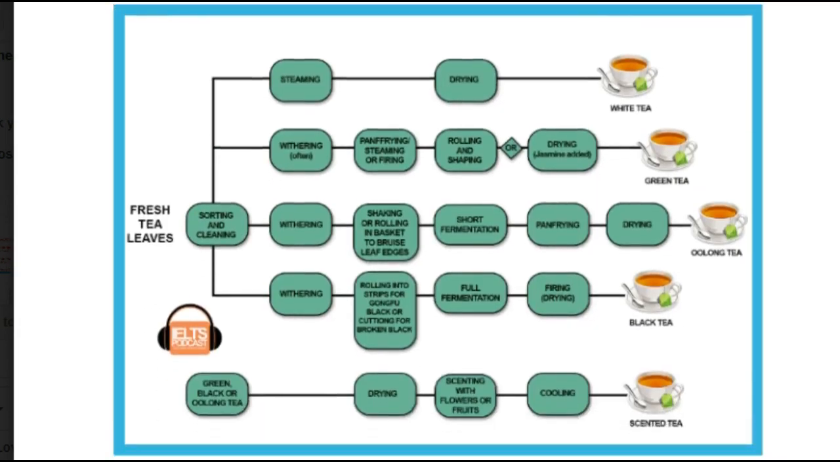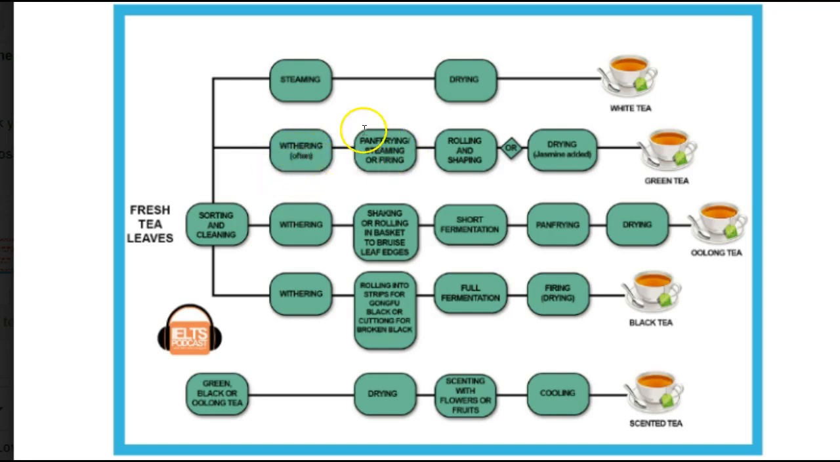What do I recommend? First of all, I recommend saying that the step that is common to all 4 types of tea are sorting and cleaning. After this, white tea is the simplest, where it requires only steaming. For green tea, oolong, and black tea, all are then withered, okay? And then the subsequent steps change.